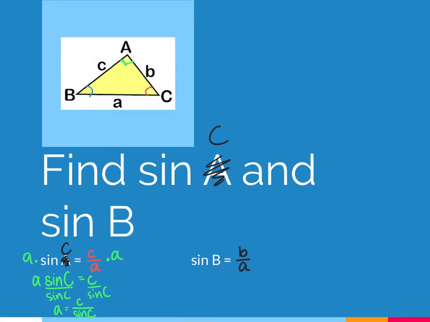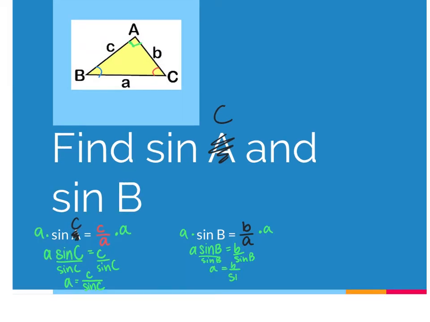I'm going to follow the same thing I did on the other one, and I'm going to multiply both sides by a. So I have a sine of angle b equals little b. And I'm going to divide both sides by sine of b. So I have a equals little b over sine of angle b.